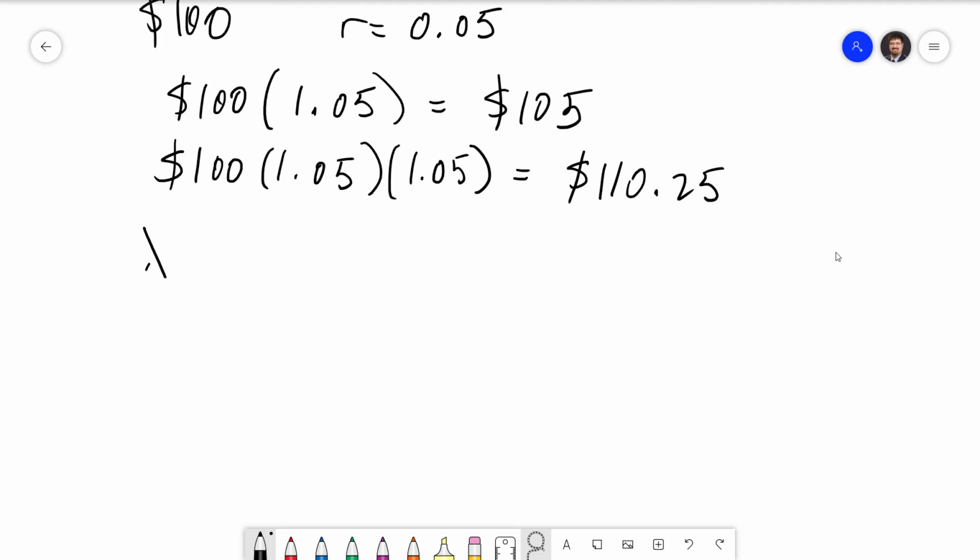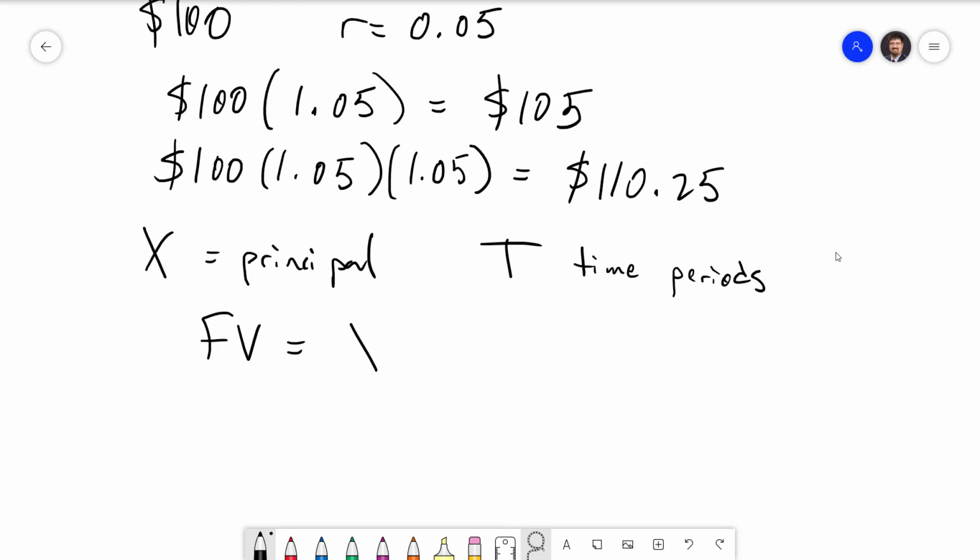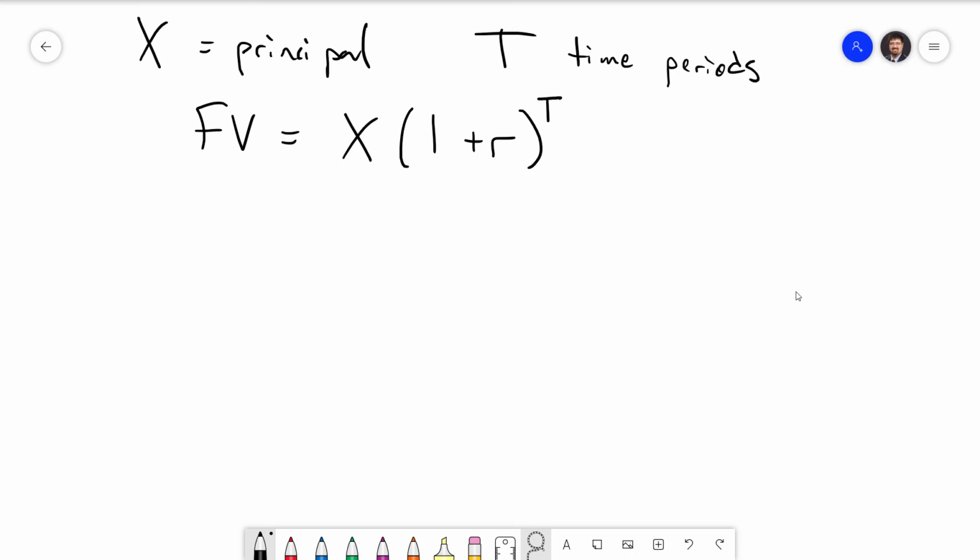We can generalize this to build a formula for the future value of money. Suppose we save an amount X, that's what we call our principal, for T time periods. I'm going to use a capital T to denote the total amount of time that we are going to save the money. The future value of that money is going to be X times 1 plus R, and so in our example that was 1.05, to the T power. Every time period, that interest is going to compound again. Working backwards, we can figure out how to calculate the present value.